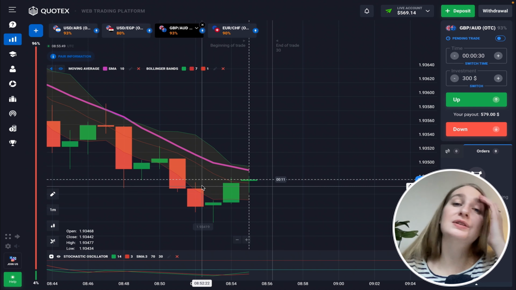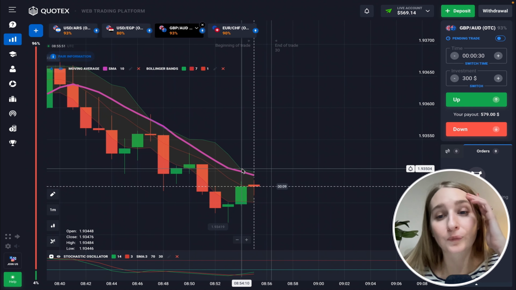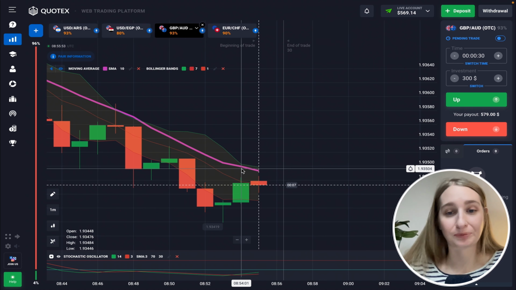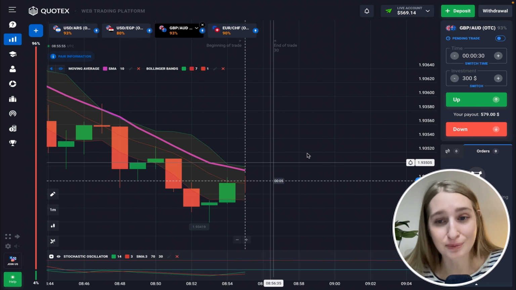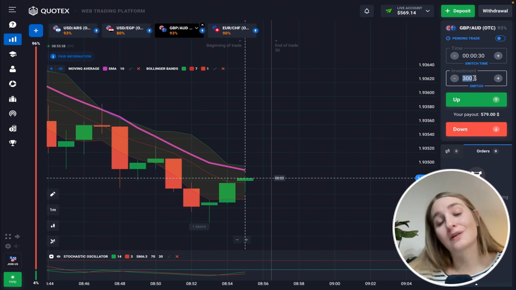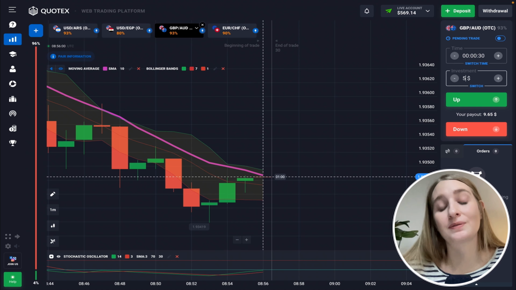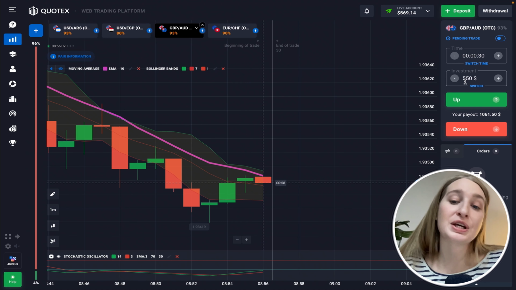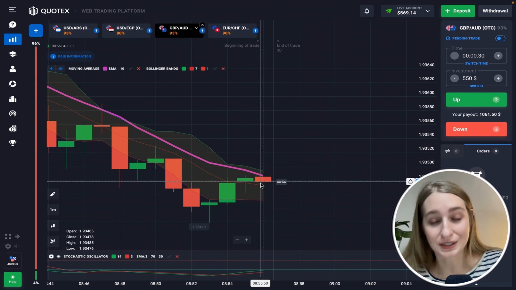So let's zoom in and see what I can do here. Let's change our investment, of course. I think $550, and let's check out the situation with the greens.